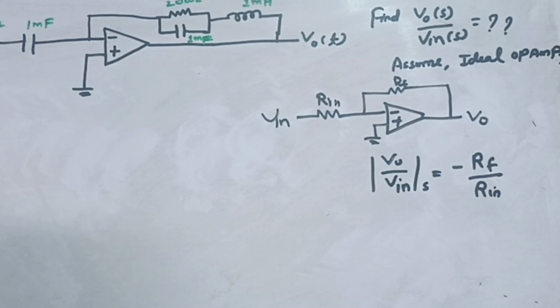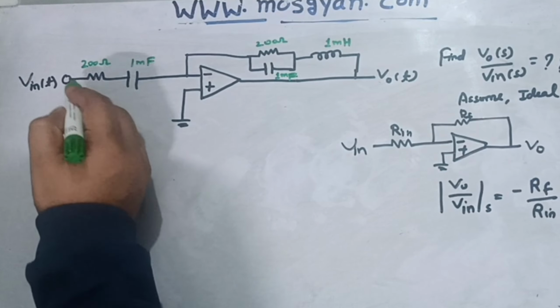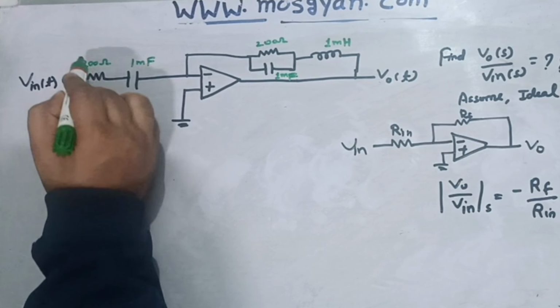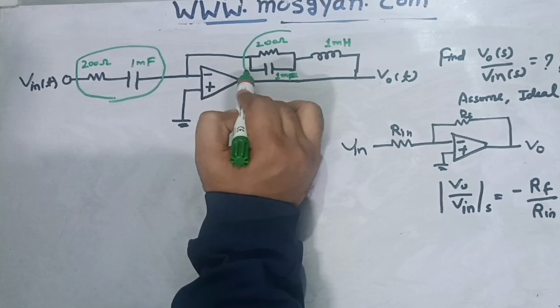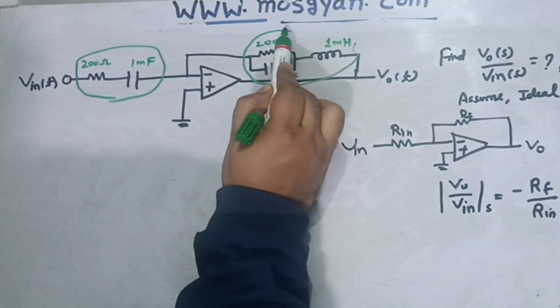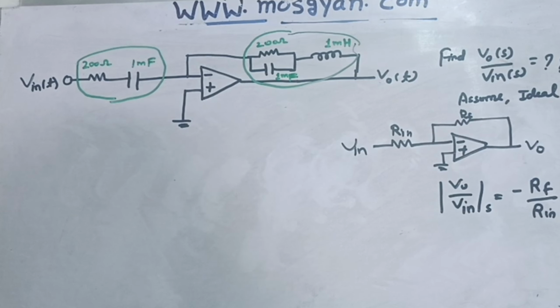Some RLC kind of structure is added in feedback also and in the input path also, and we need to find out the transfer function. So let's start solving this question. While solving this question, we can divide it in two parts. Like the standard architecture, I can assume this as the input part. For this we will calculate the impedance, and this entire structure I can consider as the feedback part. For this also, I will calculate the impedance, and then we will do minus Rf upon Rin, and we will get the transfer function.